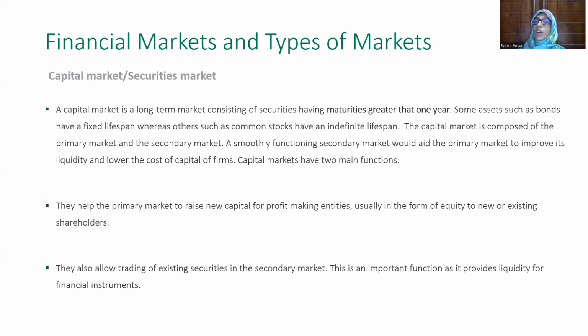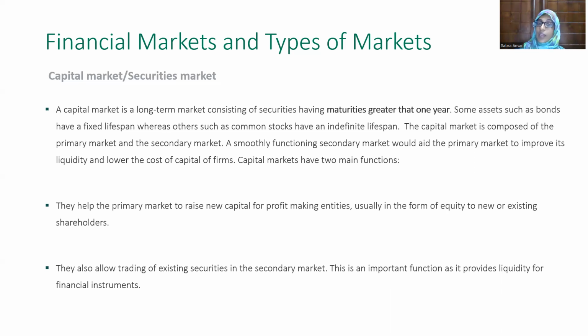So a smoothly functioning secondary market would aid the primary market to improve its liquidity and lower the cost of capital of firms, and capital markets have two main functions. So basically, if a good secondary market is there, that would ensure that the primary market is functioning as well. And these two are kind of interdependent.